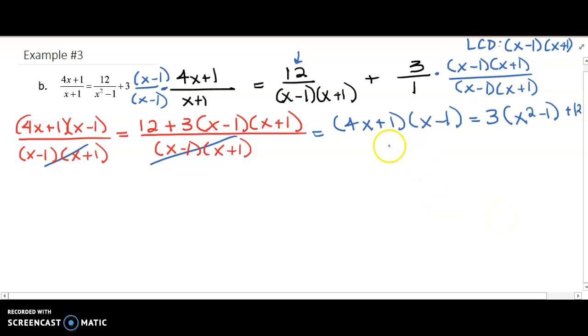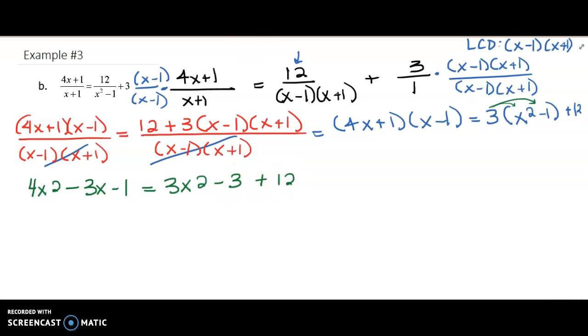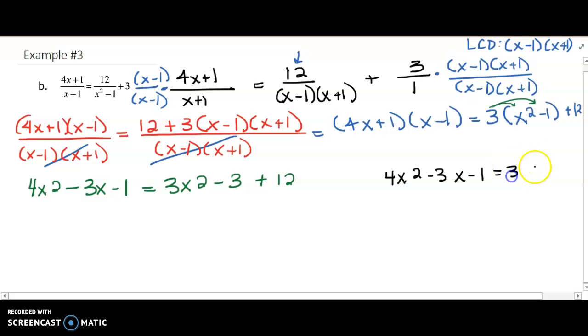All right, now if you FOIL this out or put it in a box or whatever, you should get 4x squared minus 3x minus 1. That's going to equal, if I distribute this 3 through, 3x squared minus 3, and then plus 12 at the end. Okay, so if I take it one step further, 4x squared minus 3x minus 1 equals 3x squared plus 9.